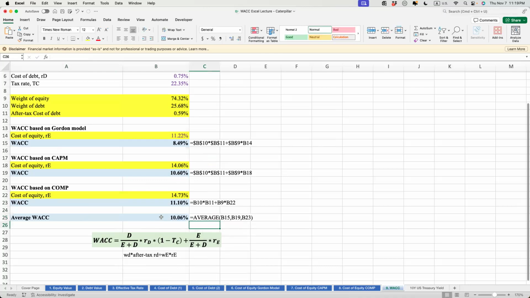You don't have to always take an average here. You can pick either one, or if you believe this one is relatively way lower than the other 2, you can take an average between those 2. It's really up to your assumptions. So for a Tesla project, I don't really worry about which method you use and whether you averaged or not. As long as you have a WACC to plug into your DCF model, that is good.